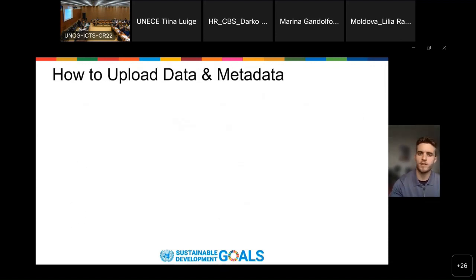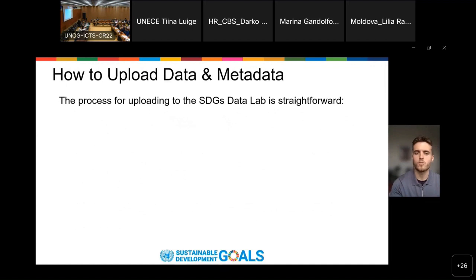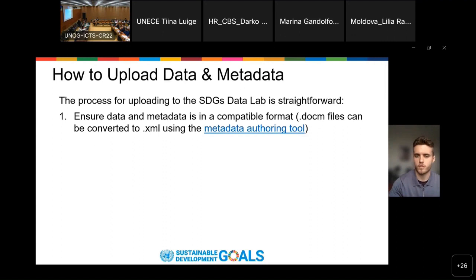Now, in terms of how to upload data and metadata, I'll run through a really quick step-by-step guide here, and then I will also link off to a more comprehensive tutorial. So the process for uploading data to the Data Lab is very straightforward. First and foremost, you need to ensure your data and metadata is in a compatible format.